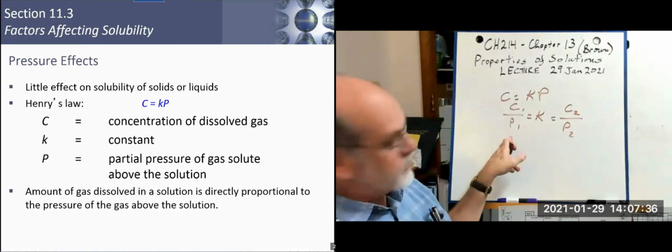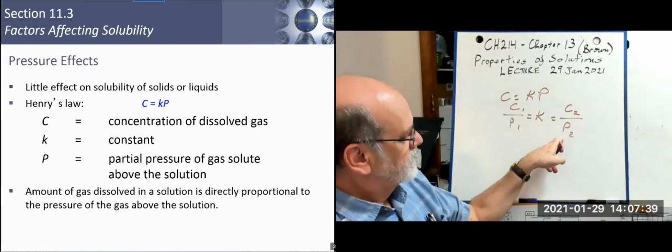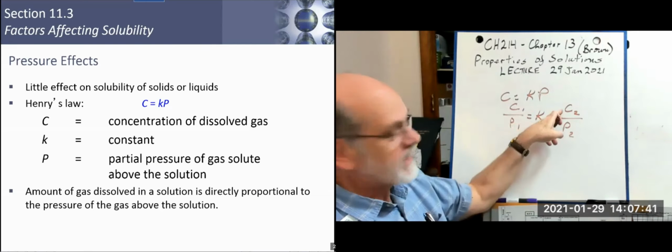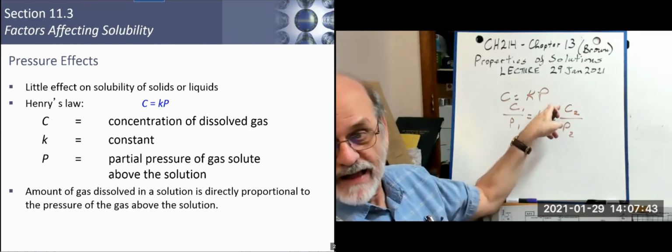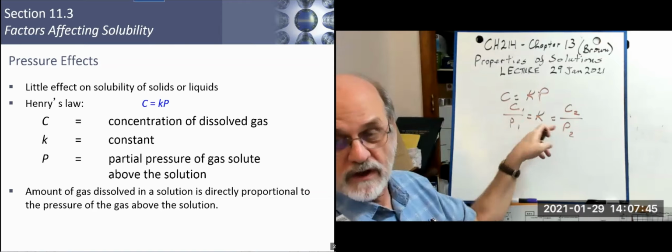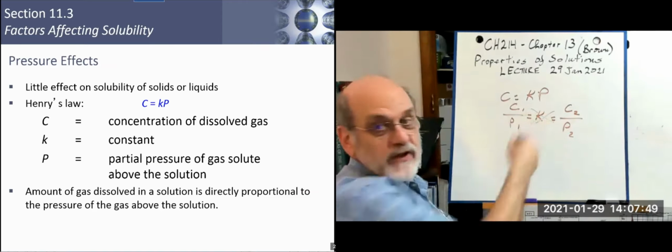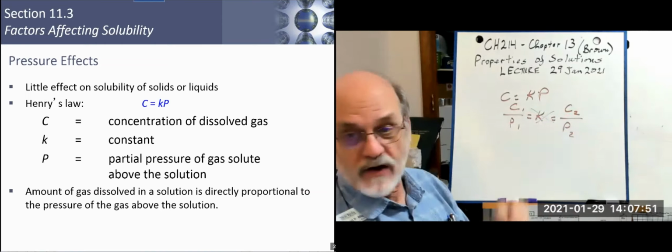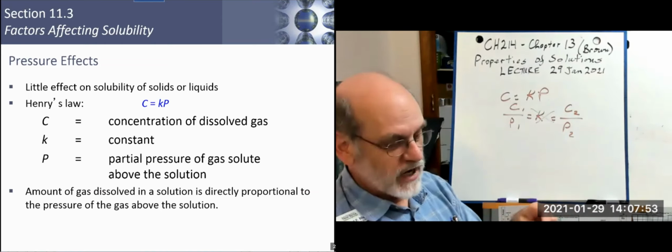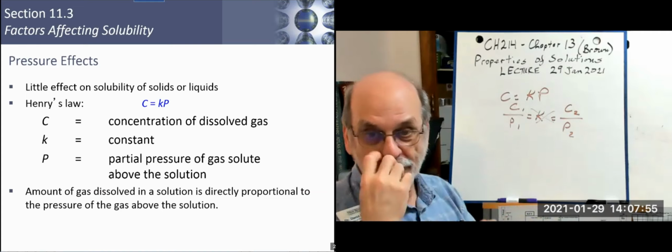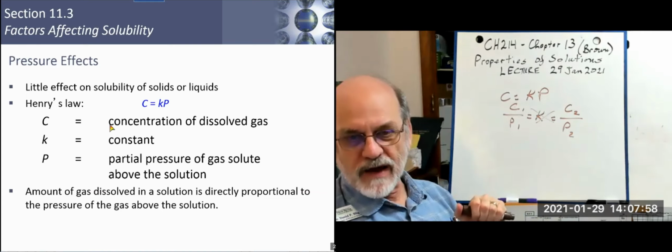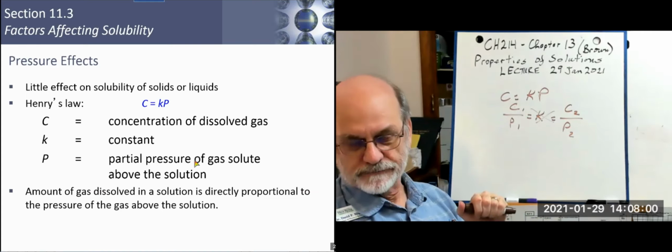So we change the pressure from this one to that one. Then we can calculate that fourth value, because we know these two and we know that one. We've got one unknown. They're equal to each other, and you can calculate the concentration after you change the pressure.